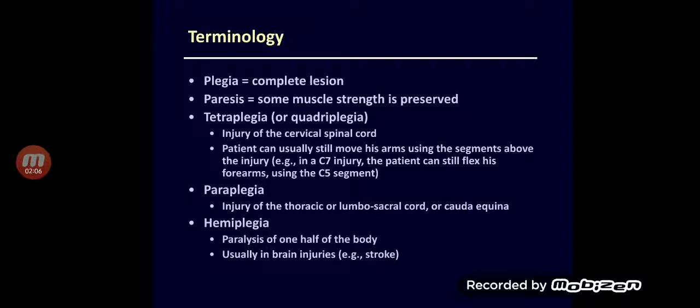Paraplegia is a name for patients who have injuries to the thoracic or the lumbosacral cord or the cauda equina. It means that the patient can still move the upper limbs, but has a problem with the lower limbs. Hemiplegia means that the patient has paralysis of one half of the body. Usually this happens with brain injuries and to a much lesser extent with spinal injuries.